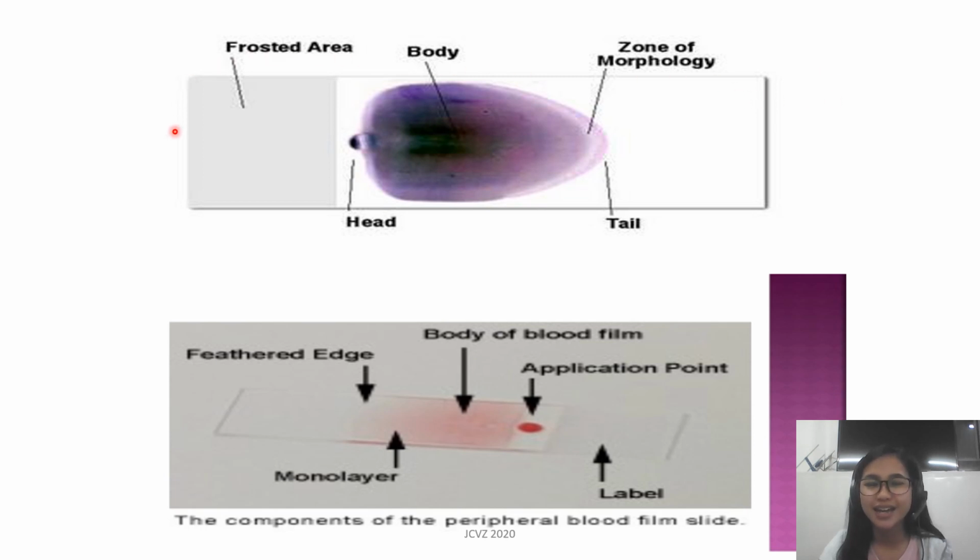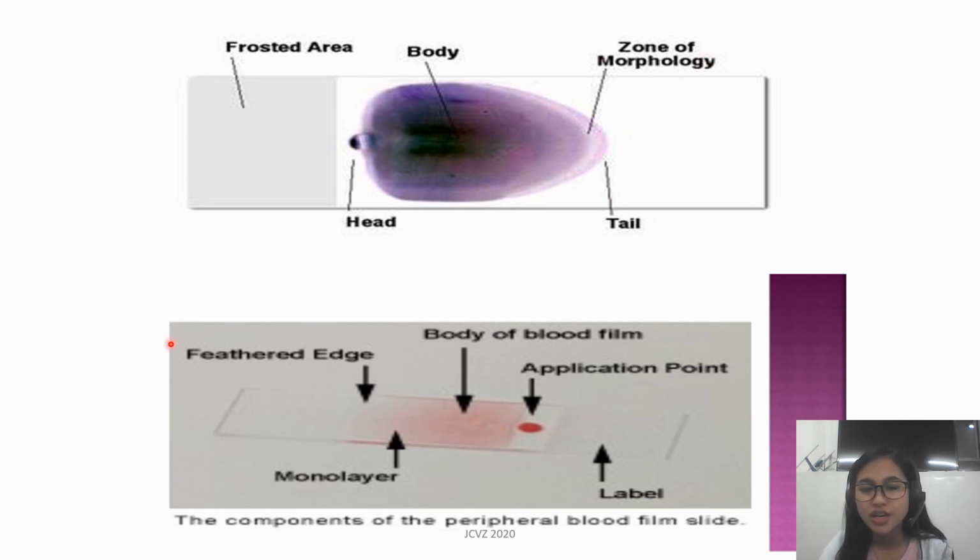This is our slide. Our slides are usually frosted because that's the area where we label or place the patient's details. And this is our smear. Our smear has different areas or parts or zones. We have the head, the body, and the tail. It is in the tail portion where you can see the zone of morphology. So again, we don't examine our cells using the microscope if they are seen in the head or body. It's always in the tail, specifically in the zone of morphology.